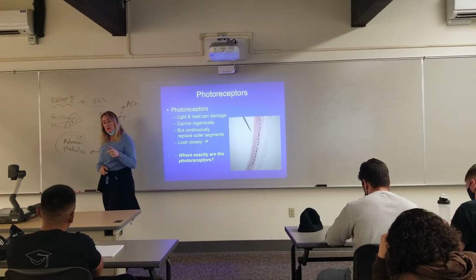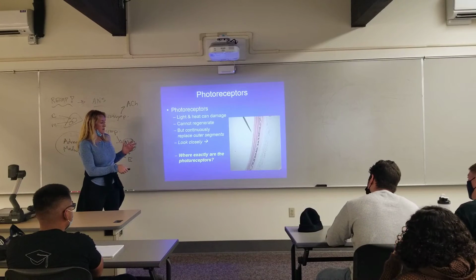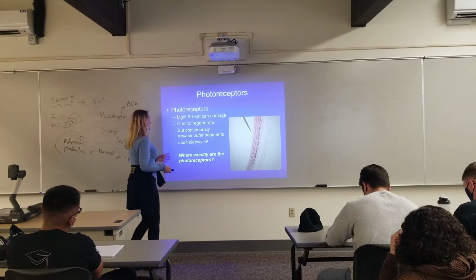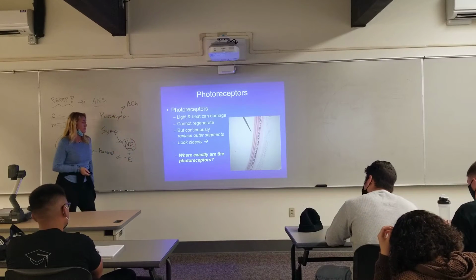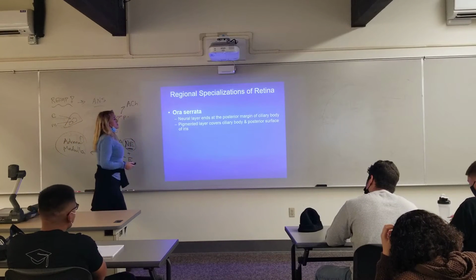So when you look under the microscope, you'll be inclined to go, oh yeah, they're right here, because light is coming in, boom, hits right there. No, they would bake and fry and die, fall apart. They really have to be protected, so they're the furthest back away from the incoming path of light. Okay, so that's regional specializations.